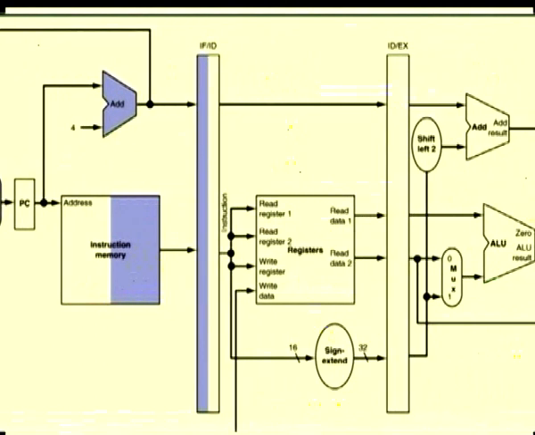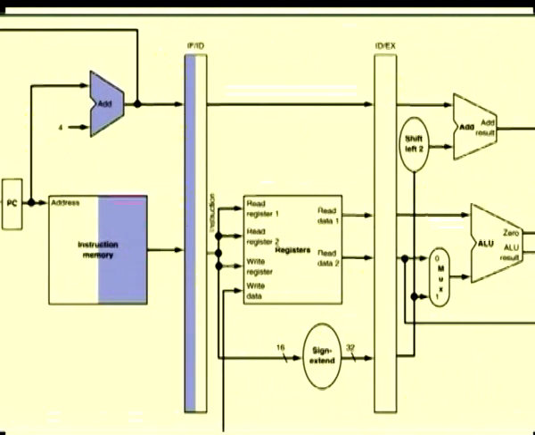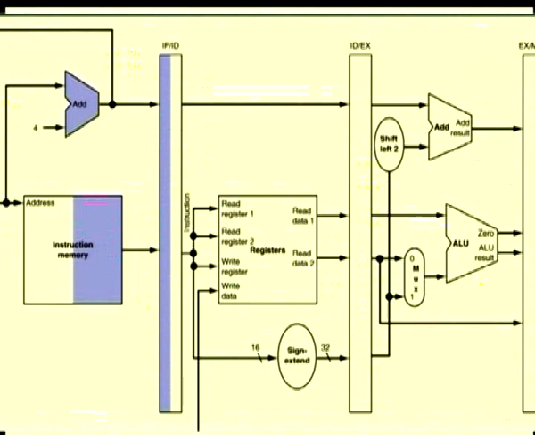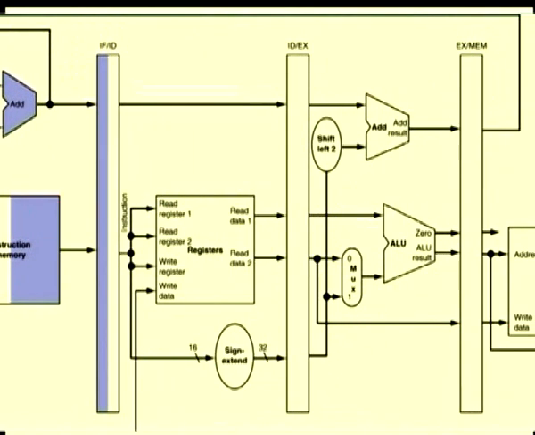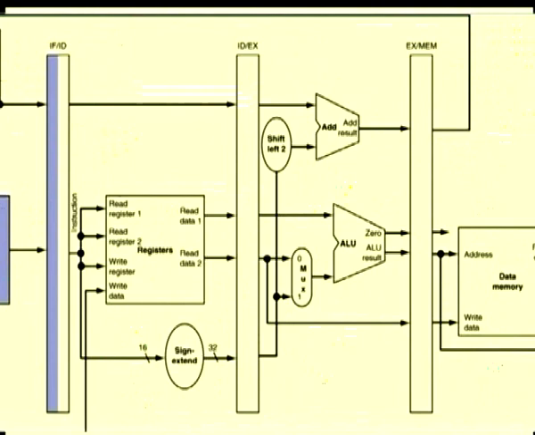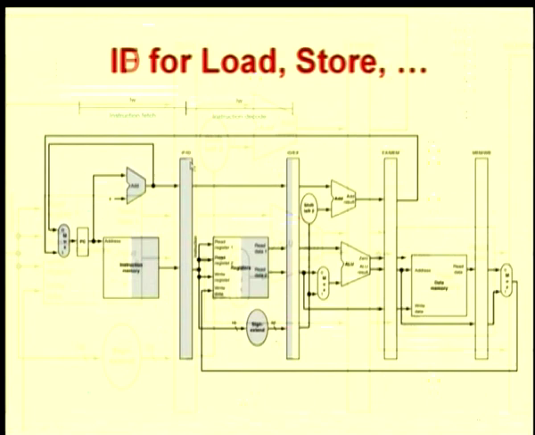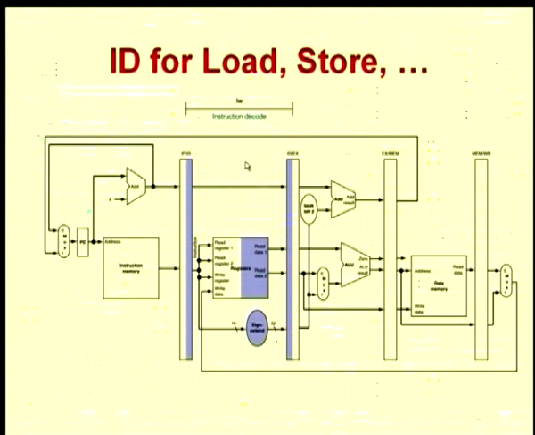Now, let's say we have a load or a store instruction in the IF stage. Which parts are used in the IF stage? The instruction memory will be accessed, the PC will be incremented and so on, and that value will be stored in the IF/ID register. In the next clock cycle, this instruction comes to the ID stage, the instruction decode stage. Here the registers will be accessed and sign extension will be done for the address calculation, and the output of this will be stored in the ID/EX interstage register.